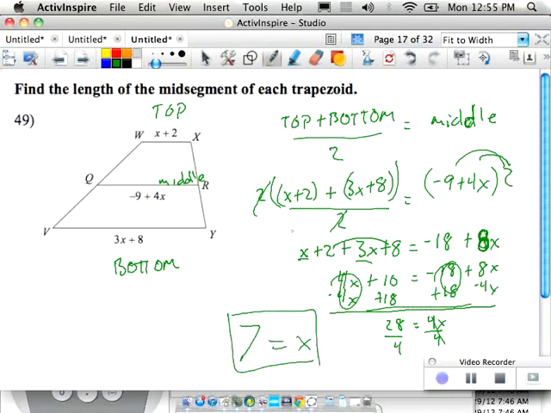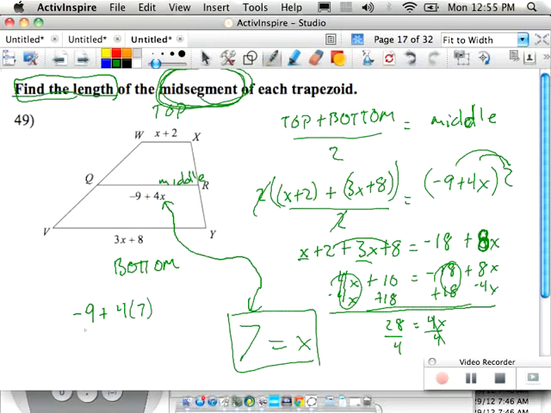Now, we're not done. Why are we not done? Because it said find the length. It didn't say find x. It said find the actual length. So I've got to take this number and plug it in to x for the mid segment, because that's the piece that it's asking me to find. So that means negative 9 plus 4 times 7, let's see what we're going to get. That's negative 9 plus 28 equals 19. So that's the actual value. That is the answer that we would bubble in on a multiple choice test.